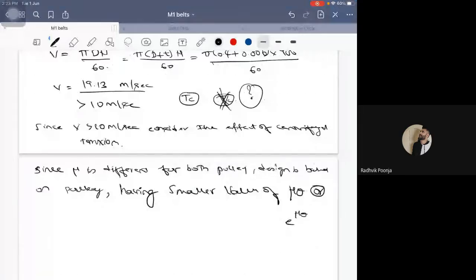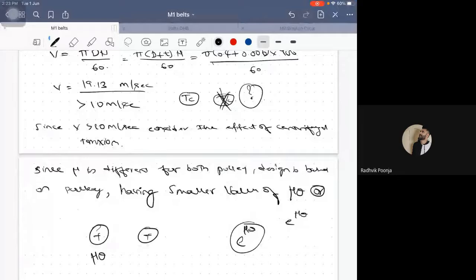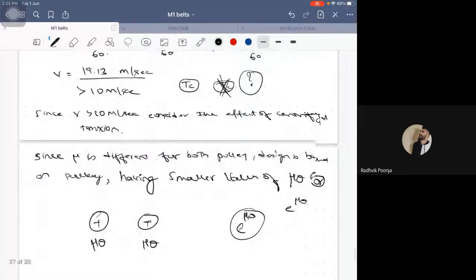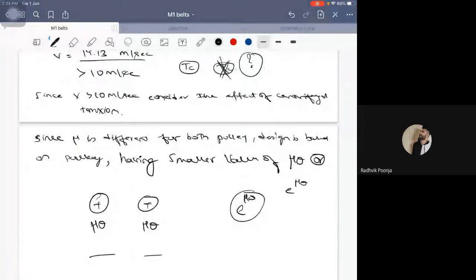If there are two pulleys in this particular problem, you need to calculate the value of mu theta or e to the power of mu theta. It's your choice, whichever you calculate; just calculate mu theta for both. Compare these two values, and whichever is smaller, you have to base your design on it. Simple. Similar to the strength factor there, isn't it?